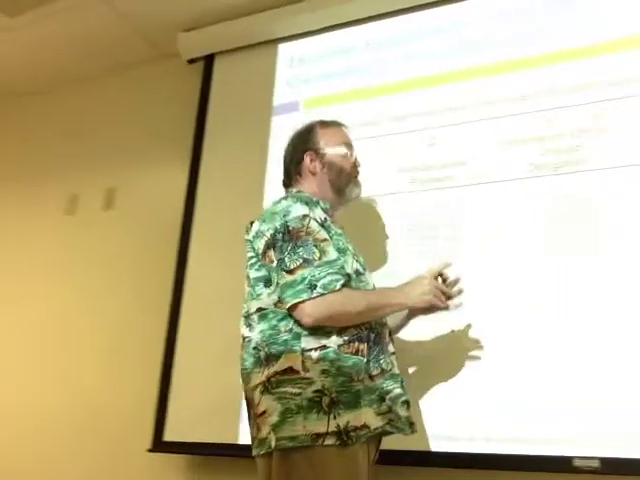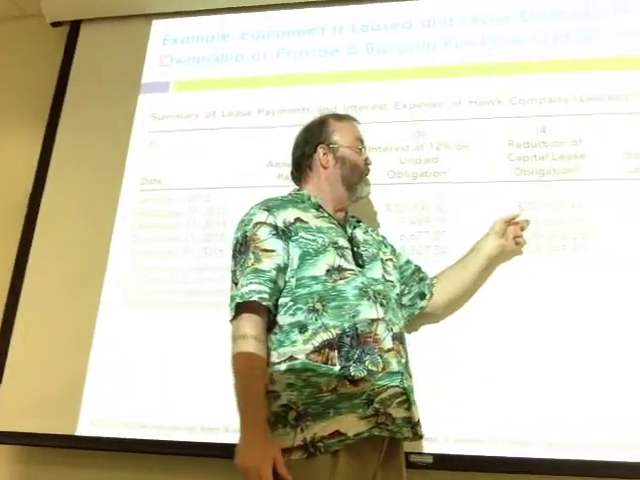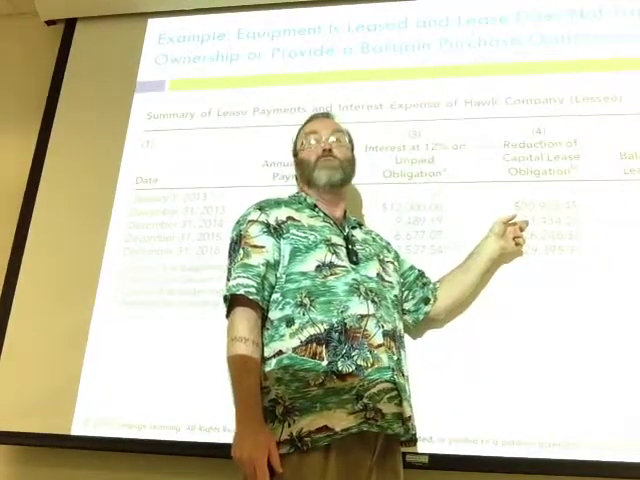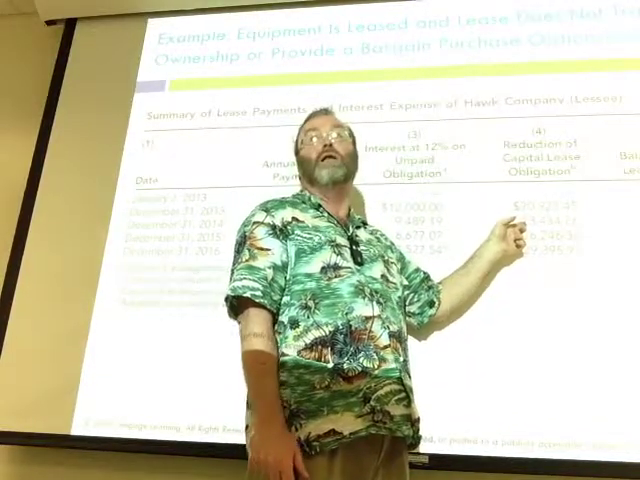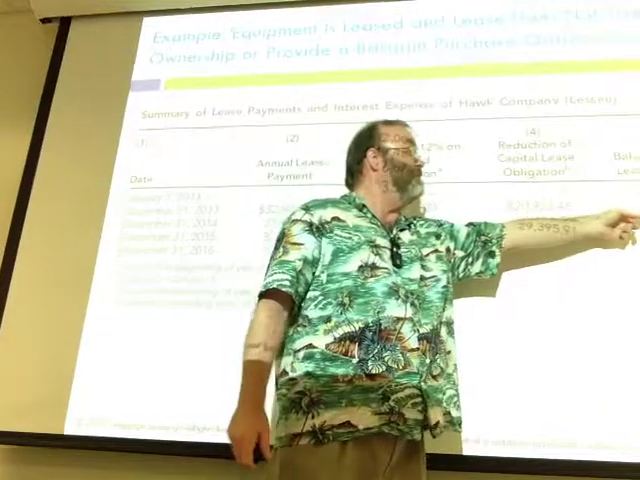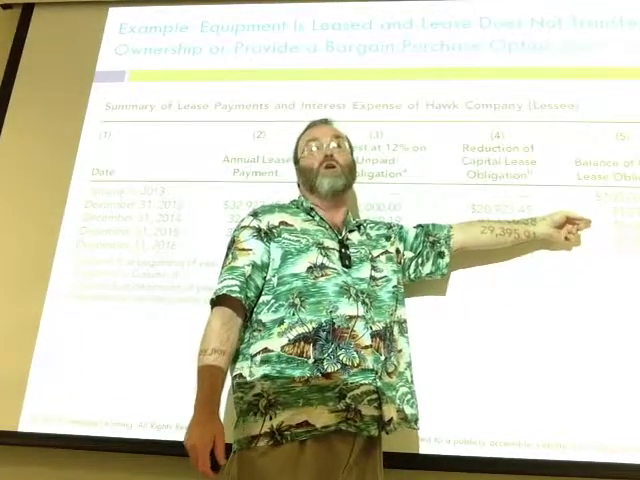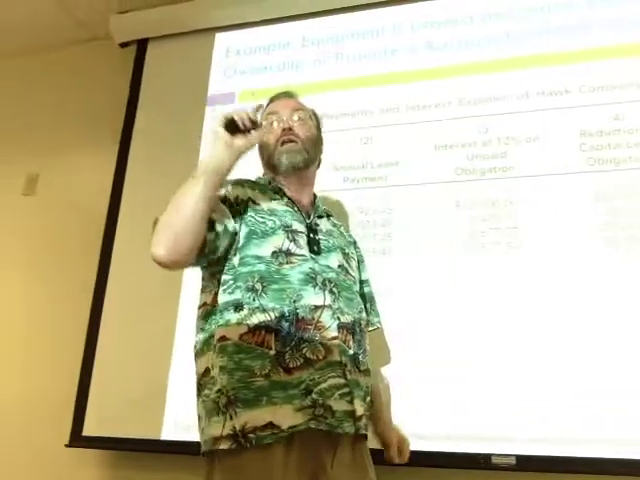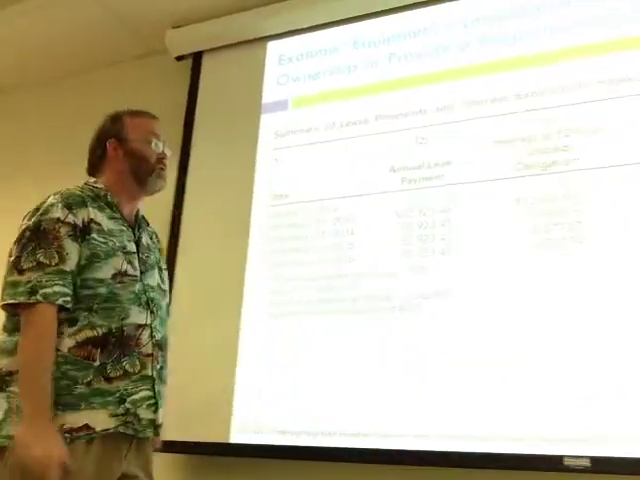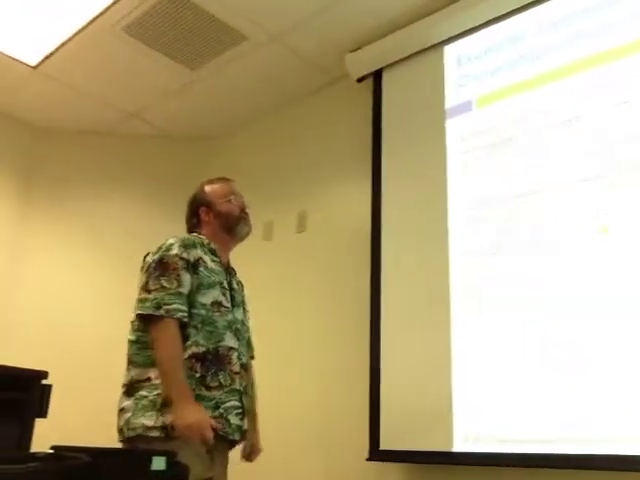Because next year, this $23,000, which is the principal payment you're going to make, that's a current liability. Everything else, the $55,000 remaining, is long-term. Okay? And so you've got to reclass that at the end of every balance sheet between current and long-term.